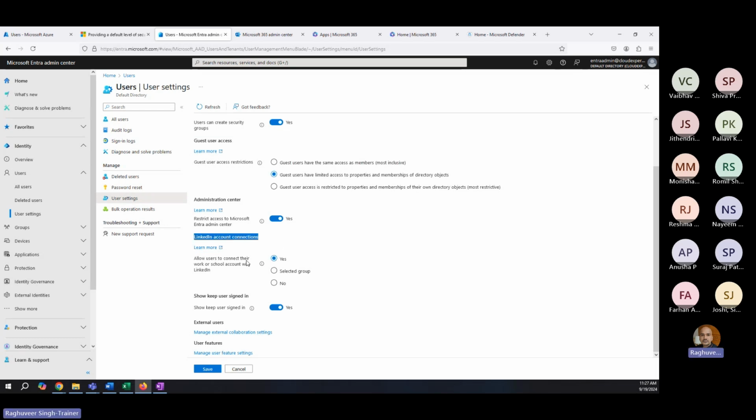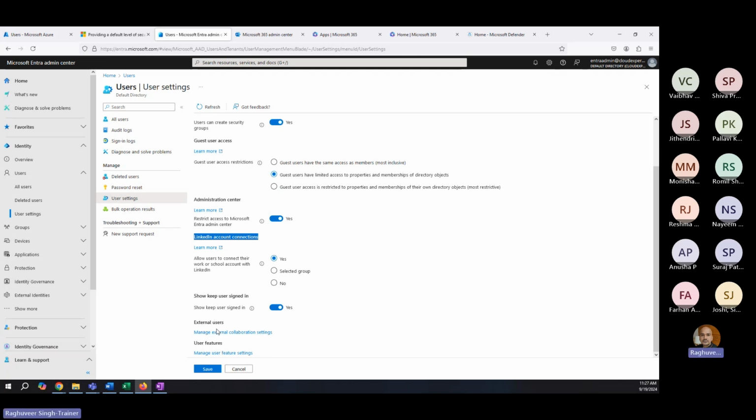LinkedIn account connections. This is another configuration. Allow users to connect their work or school account with LinkedIn. So do you want to allow users to connect their work or school account with LinkedIn? That is okay. Since Microsoft owns LinkedIn, they are allowing this option. Then keep users signed in. By default, it shows keep users signed in. I'm saying when you sign in, there's an option which says keep signed in. So that option is showing.